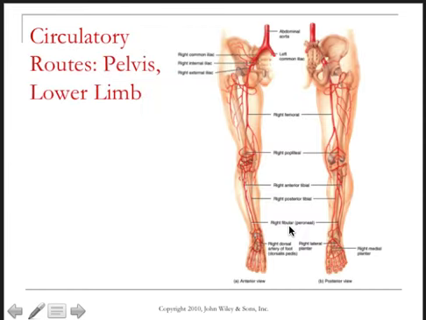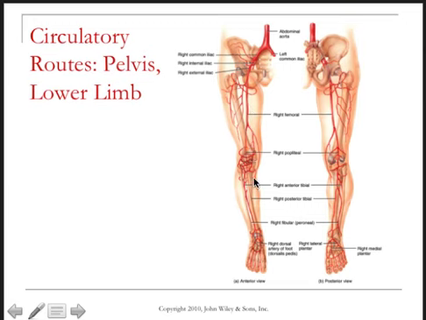Okay, if we look here at the routes that run through the pelvis and through the lower limb, basically you've got here the abdominal aorta, there's the common iliac. The internal iliac, remember, is going to break medially and posteriorly. The external iliac is going to break laterally and more superficially. It then becomes the femoral. Then it descends behind the knee, becoming the popliteal.